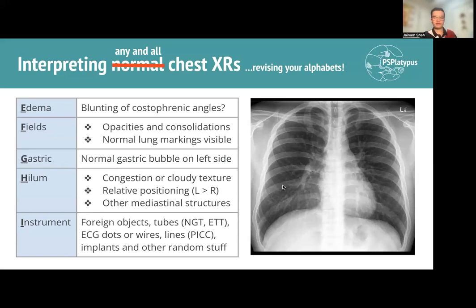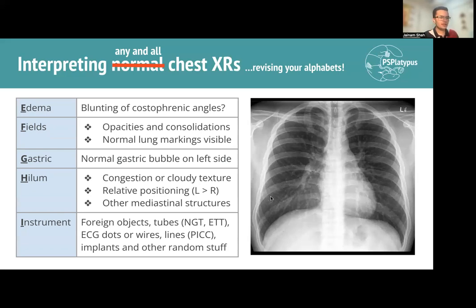So E for edema, very, very easy. You're looking at the costophrenic angles on either side. So costophrenic angle here, costophrenic angle here. If there's any blunting, then we are concerned about a pleural effusion. And of course, the more it's blunted, the more severe that pleural effusion probably is.